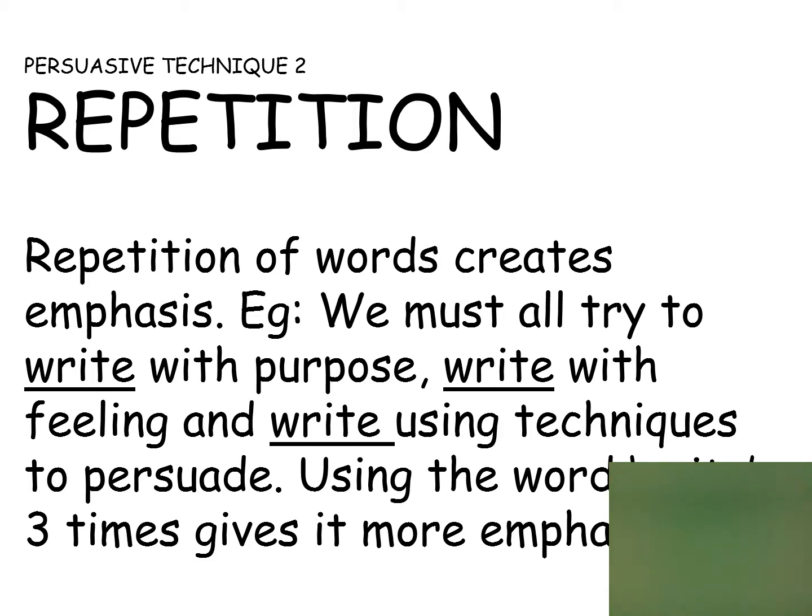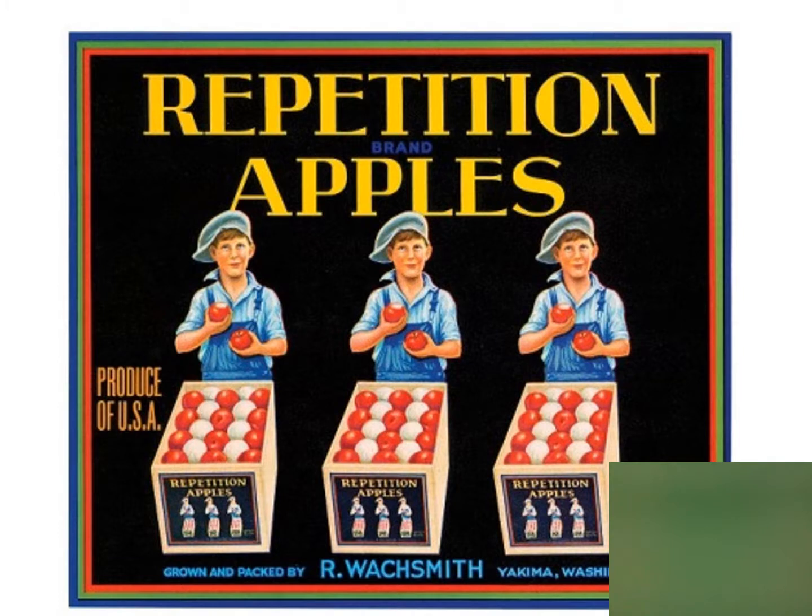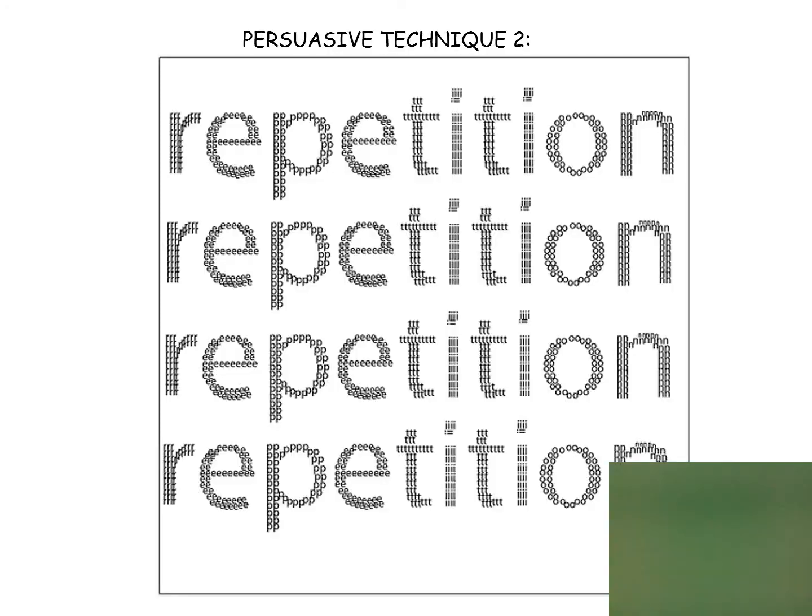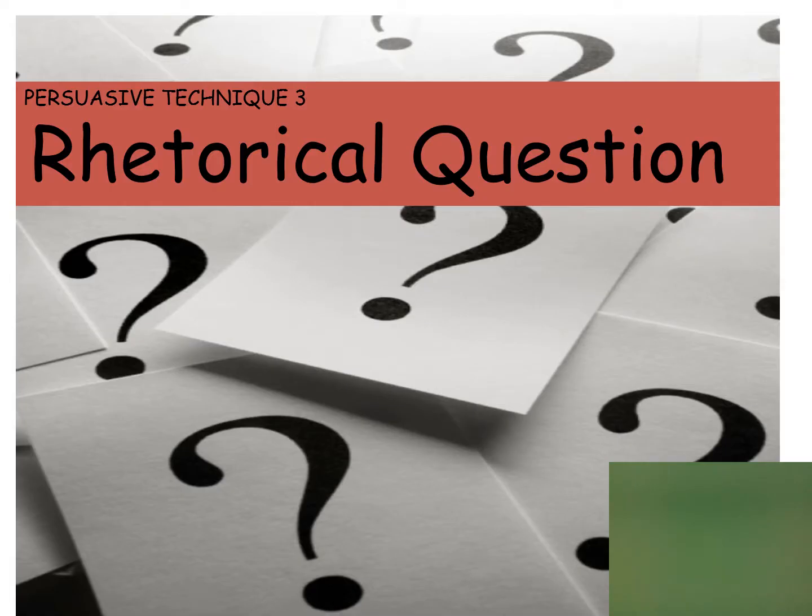So as you know, here the word write is repeated 3 times just to emphasize it, or to give more emphasis. We have a repetition of the word apples, also the boxes, and also the boy who is holding the 2 apples. So let's take some time just to practice using sentences with repetition.